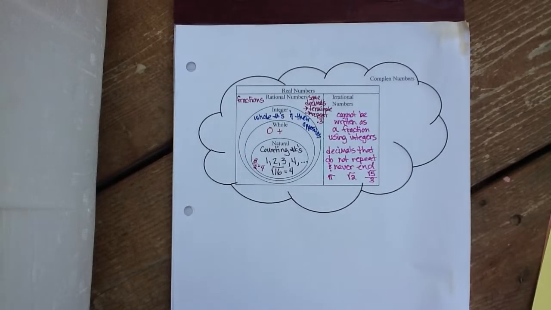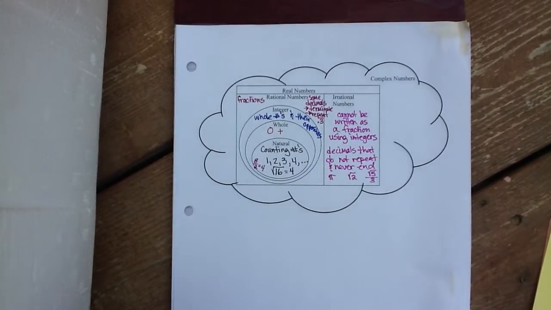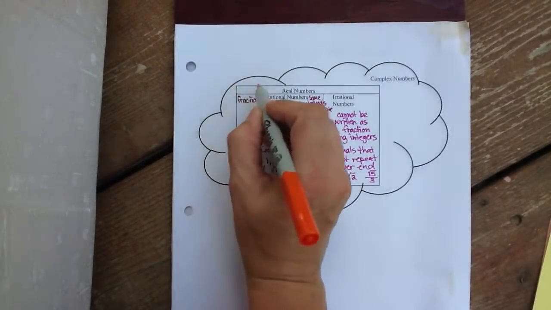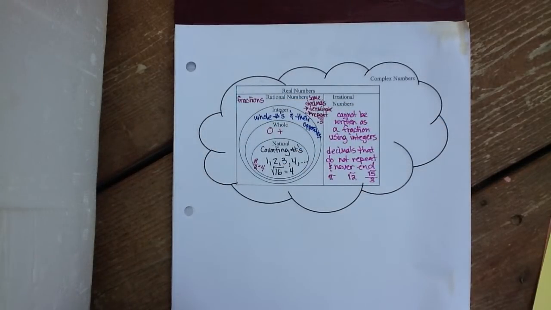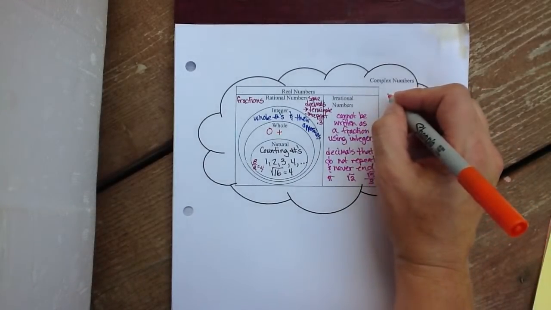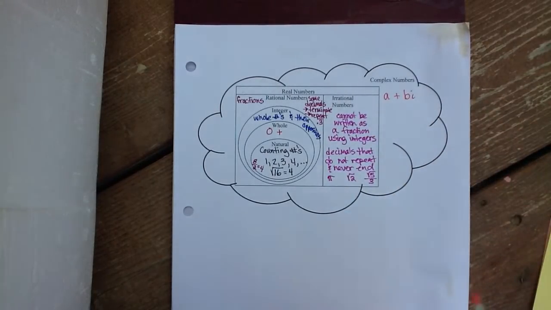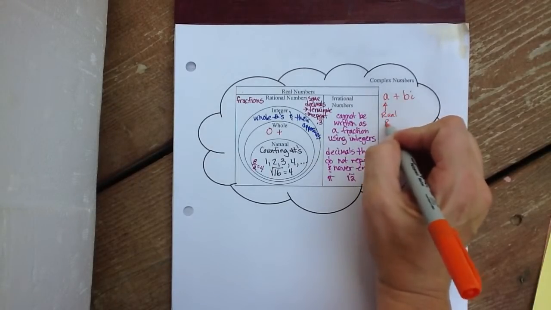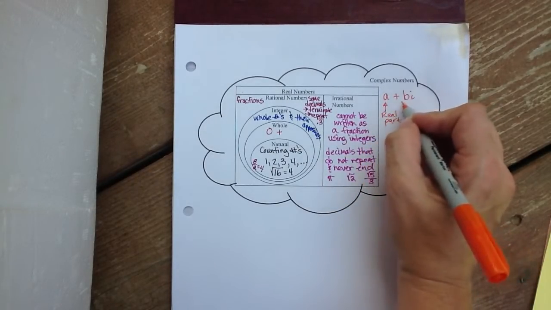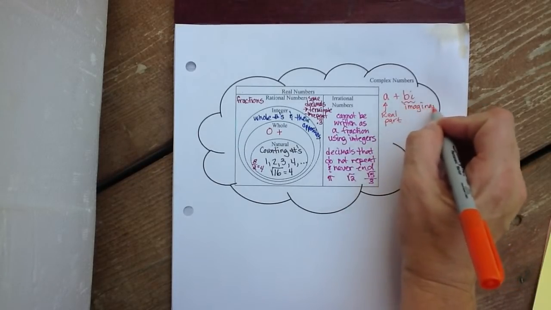Now, outside of this box that includes all of those, which is called the real numbers, all of these are in the real numbers, we have a set of numbers called complex numbers. Complex numbers are numbers that can be written in the form a plus bi. In this form, a plus bi, a is what we call the real part of the complex number, and then bi is what we call the imaginary part of the complex number.